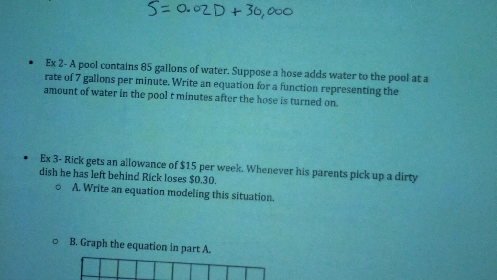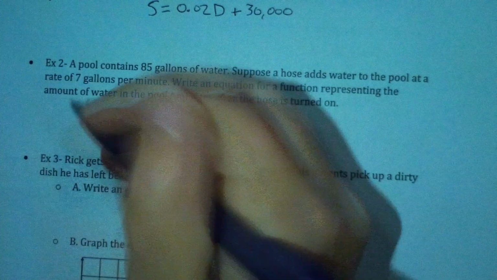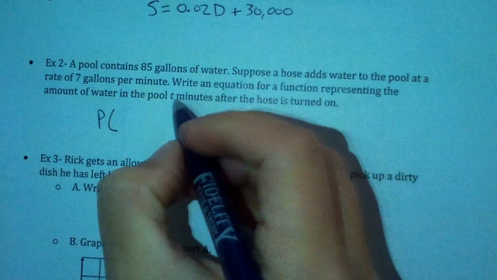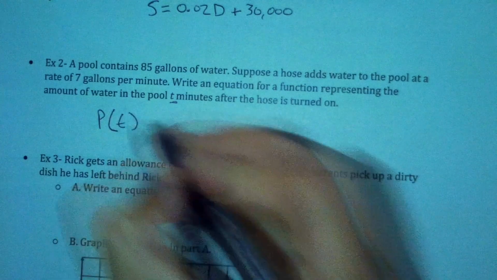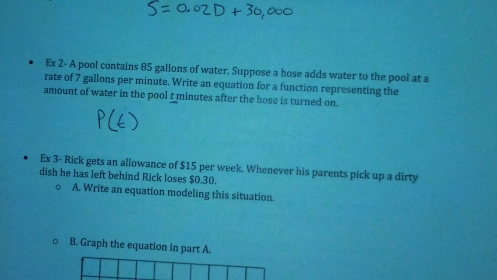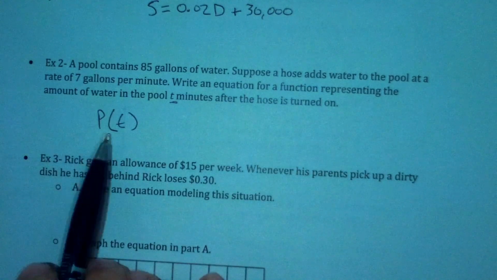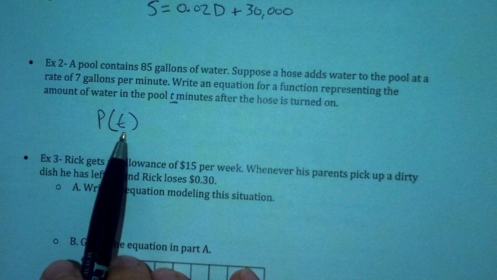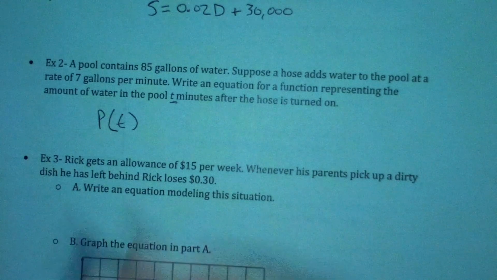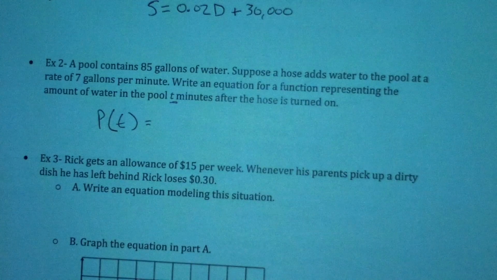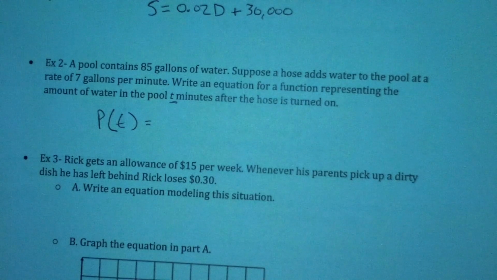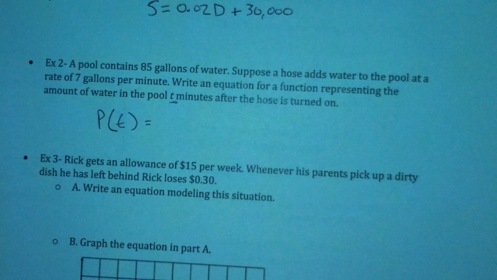Rick gets an allowance of $15 per week. Whenever his parents pick up a dirty dish he's left behind, he loses 30 cents of that allowance. Write an equation to model this situation. Okay, so they don't give us any letters here. You just want to go A for allowance and D for dishes? Something like that? Okay, so A for allowance, that'd be like our total amount, right? What our goal is to get to is the total allowance. Then we got to think about our slope and y-intercept. So what do we think which would be slope and which is y-intercept?